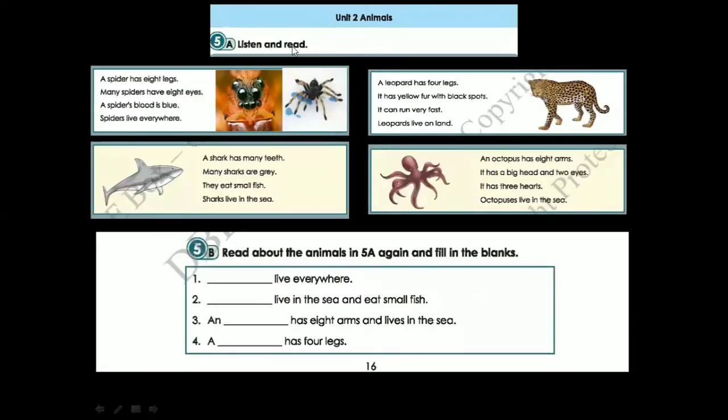Find it, listen and read. Listen and read. You have to listen. Now you have to read. Listen first.